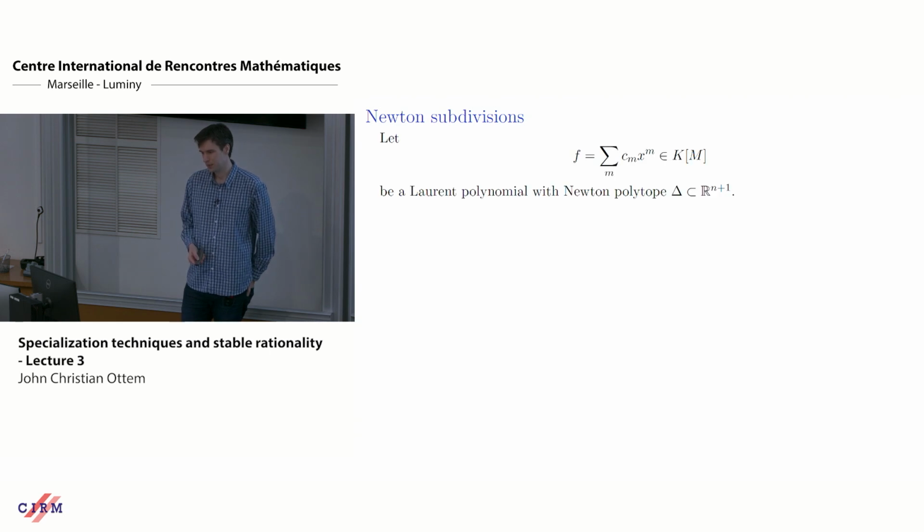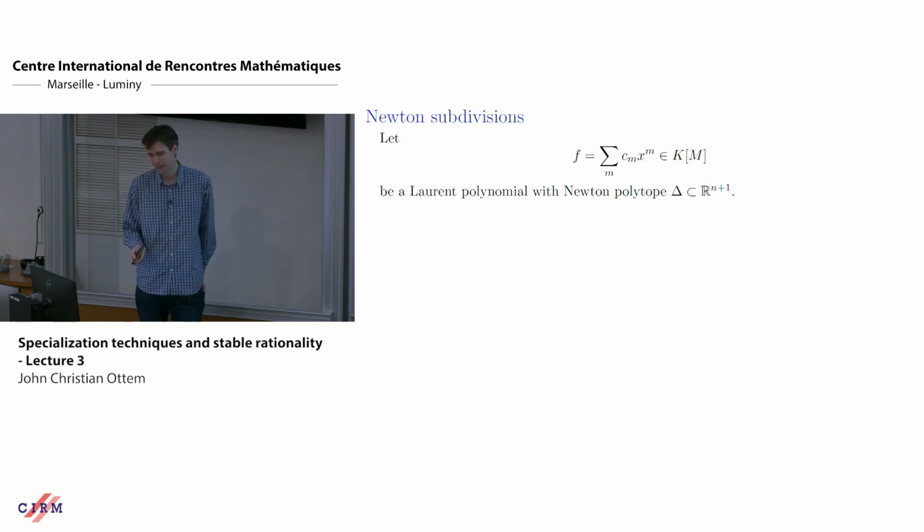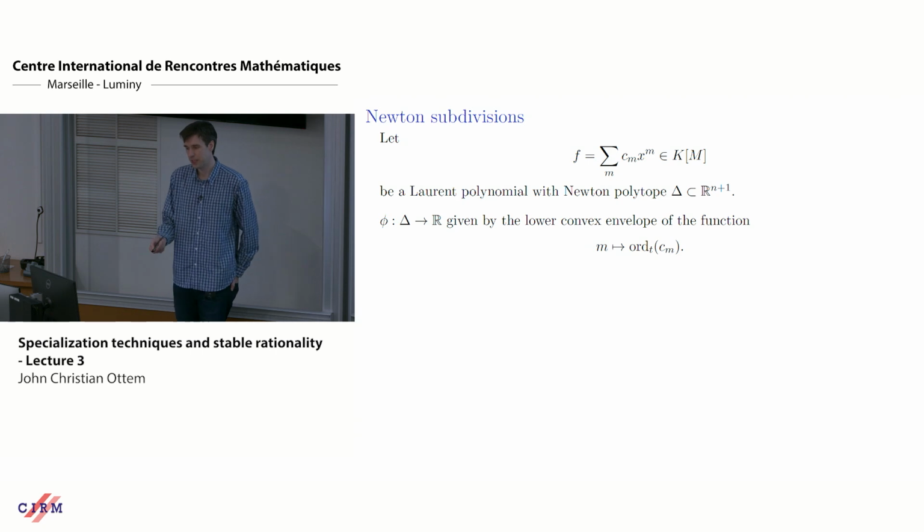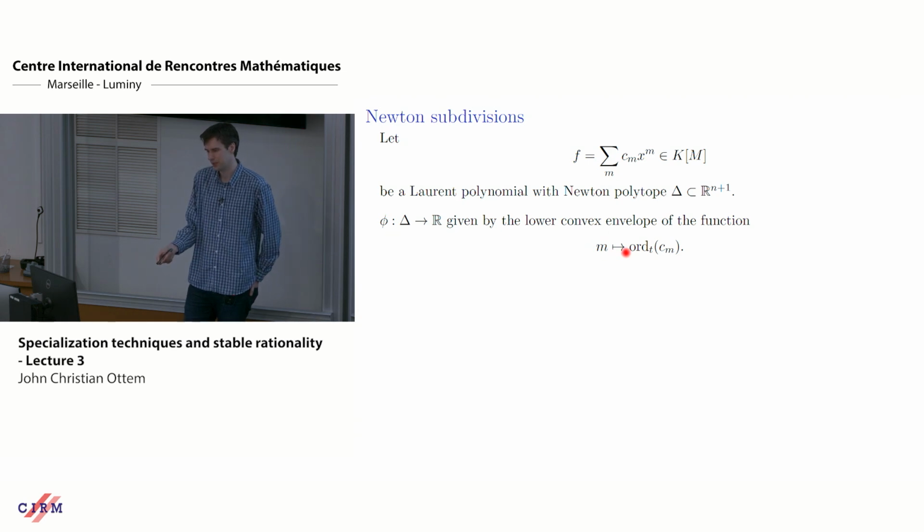Yeah. So another convenient way of writing this down is to use a Newton subdivision. If we have a polynomial with coefficients in this Puiseux series field here, then you get for free this piecewise linear function just by taking the t-adic valuation of the coefficients.